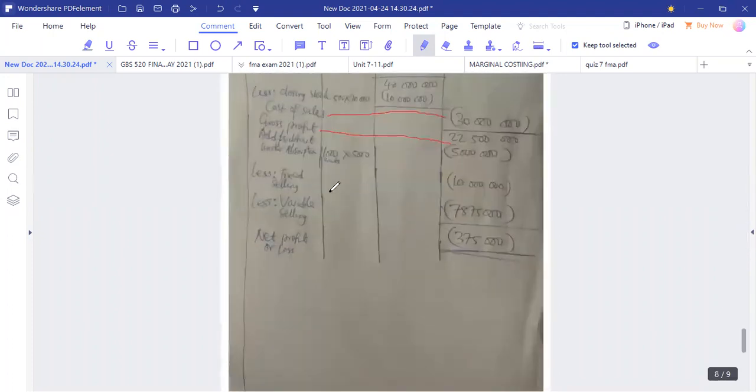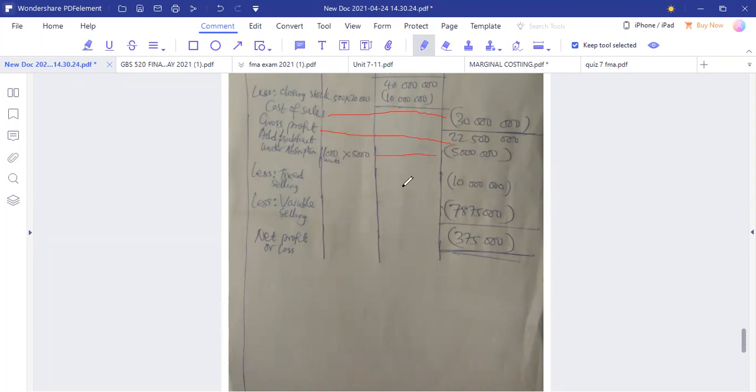So we are going to subtract under absorption. If it was over absorption, we would have added. So add over absorption, subtract under absorption. Here under absorption, it was 1,000 units multiplied by 5,000, which was the fixed production cost per unit. So under absorption was 5 million.